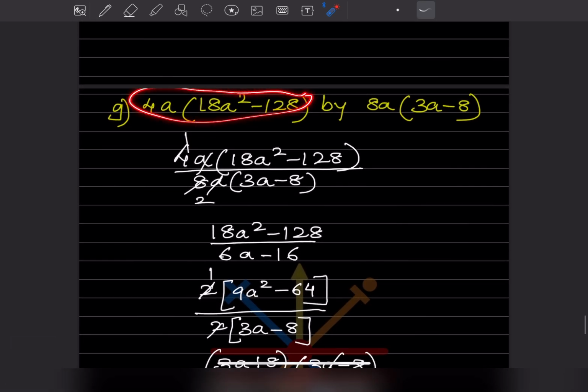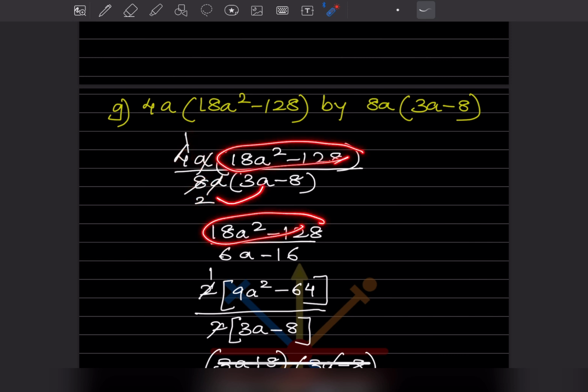Now here again, the same thing is written here. So this and this get cancelled. 4 1s are 4, 4 2s are 8. So we can write this in the numerator, and this is going to be 6a minus 16, because 2 is remaining here. So 6a minus 16.